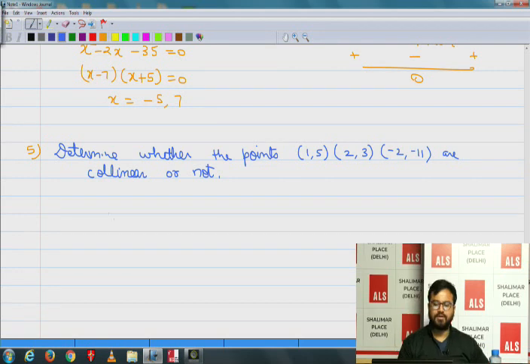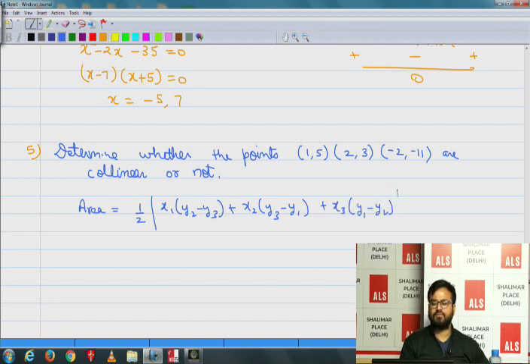Okay, that's great. So area of triangle, when area of triangle is 0, it means that is collinear. If it is not 0, it will not be. So we know that area is given by half x1 (y2 minus y3) plus x2 (y3 minus y1) plus x3 (y1 minus y2).